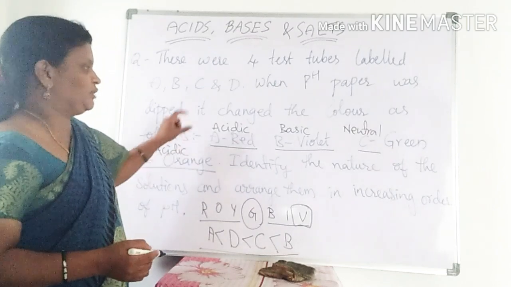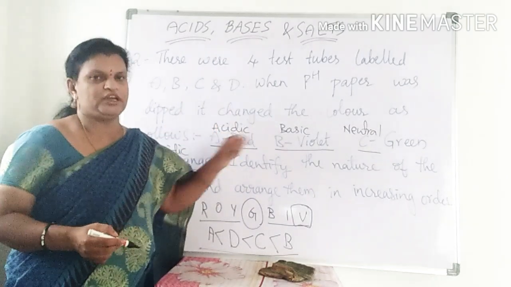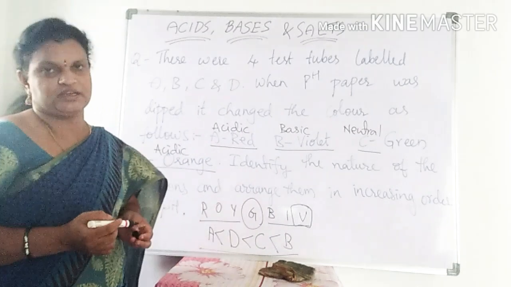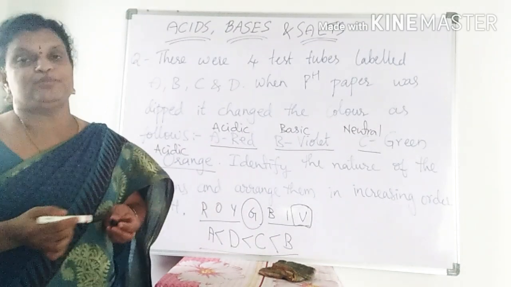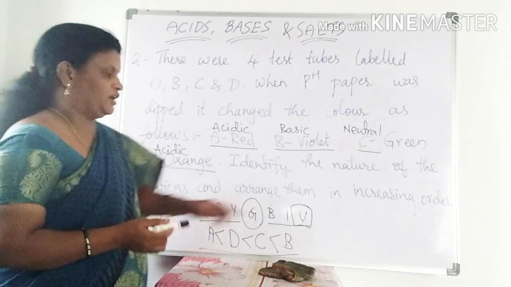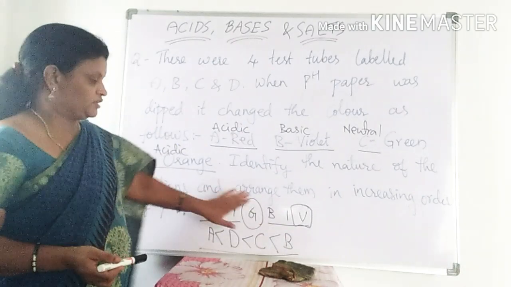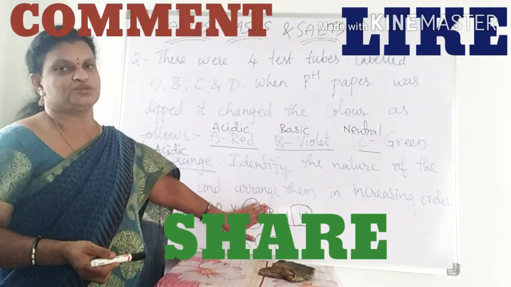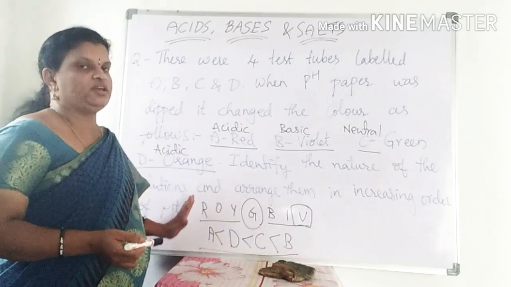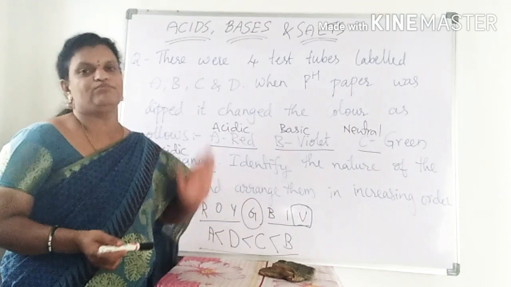Right? So like this, based on the universal indicator or pH paper color also, we can identify the nature of the particular solution. Just we have to write this VIBGYOR in the reverse order, and just try to remember, green will show the neutral nature, before green acidic nature, after green basic nature.